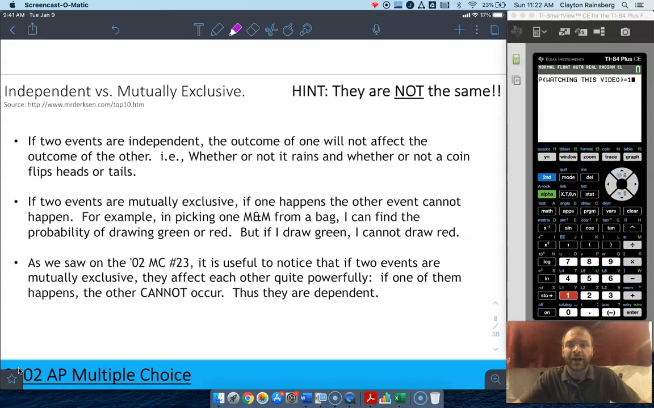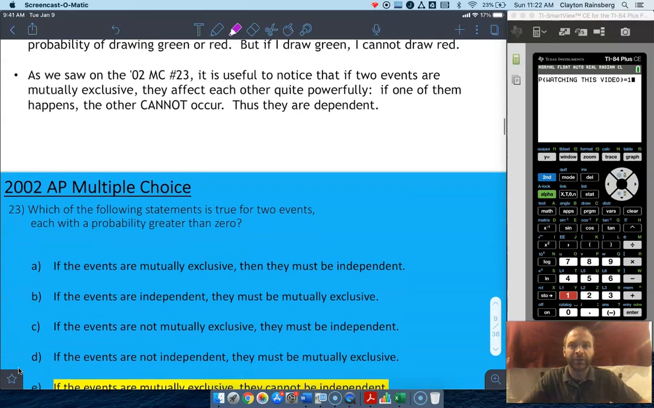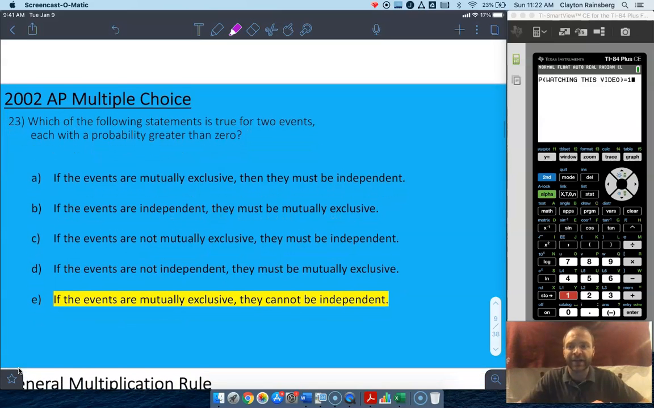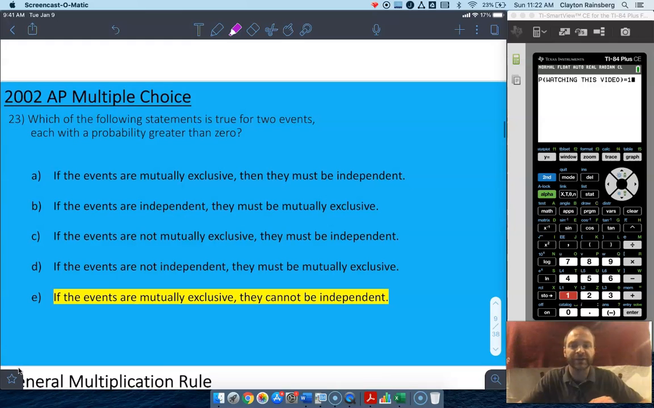But if I draw a green M&M, I cannot draw a red. It's green. And so we saw in that multiple choice question that if two events are mutually exclusive, then they affect each other quite powerfully. Because if event A occurs, then the probability of event B, given that A occurs, is going to be 0. So mutually exclusive events do affect each other really powerfully. They kind of negate each other. Event A occurs, and you're dealing with conditional probability. The probability of event B, given that A occurred, can't happen. Thus, if they're mutually exclusive, they cannot be independent. They are dependent. So you see the answer for that one is choice E.